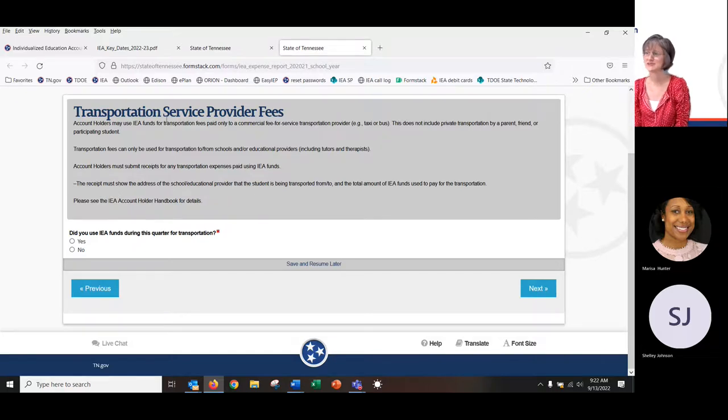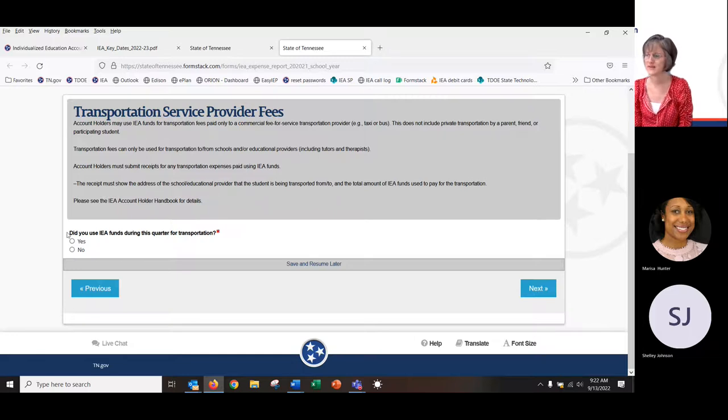Transportation service provider fees. When I first looked at this one, I said to Shelley and Marissa, we don't use that one much, right? And they said, yeah, we actually do get a few that are using transportation services. So remember, we can't pay for our own gas to shuttle our kids around to their therapy and their schools and all the places that we have to take them. But if we're using a commercial transportation provider, like a taxi or a bus, or I saw one the other day come through that somebody was using kind of like a van service that's for people with disabilities. Those are things that we're able to consider for transportation service fees.